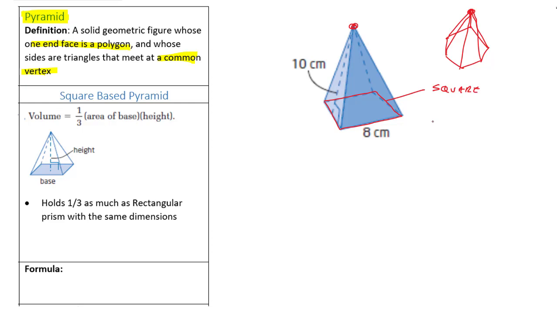So how do you find the volume of this? It's the same as the other ones. You find the area of the base first. So how do you find the area of a square? Well, think about it again. We've got this diagram over here. How do you find the area of the square? It's just length times width.